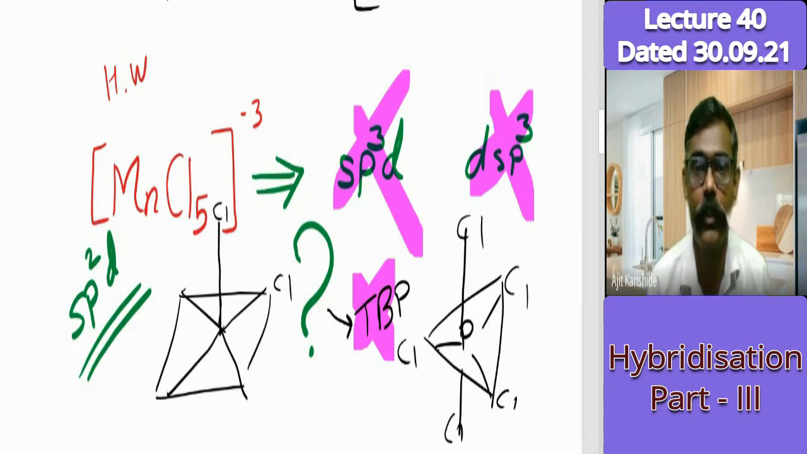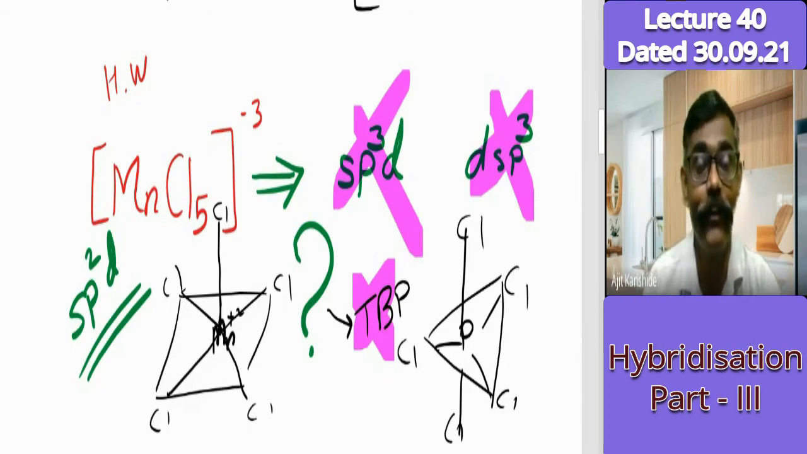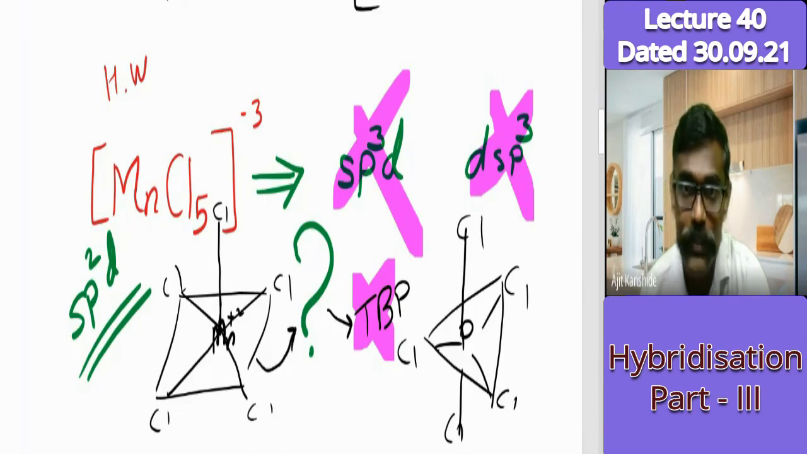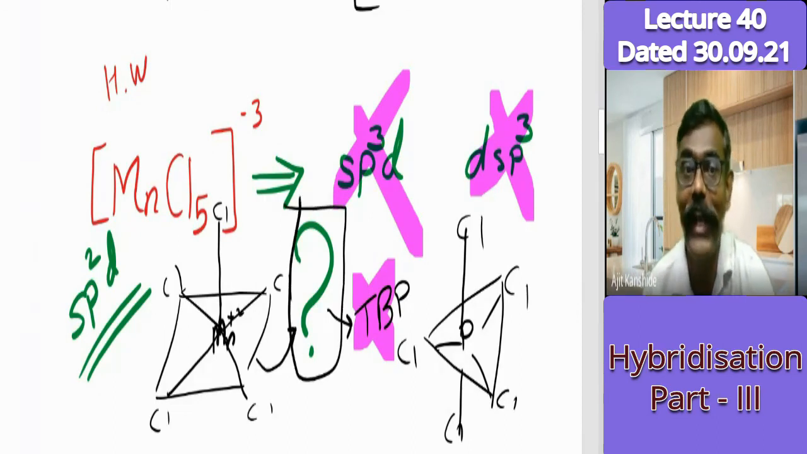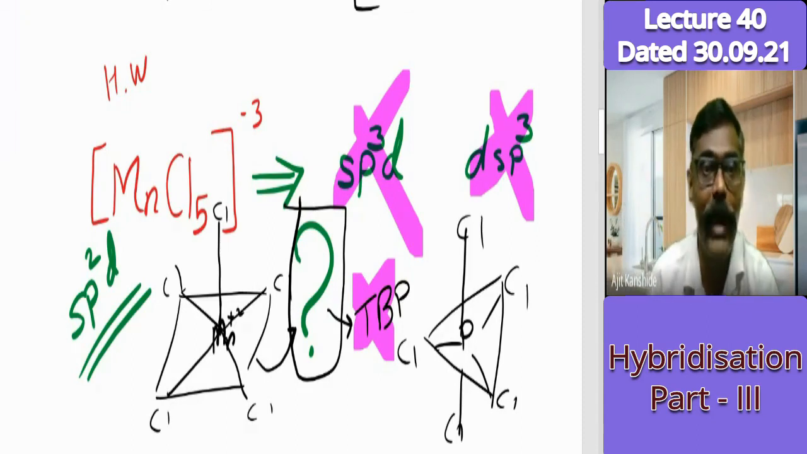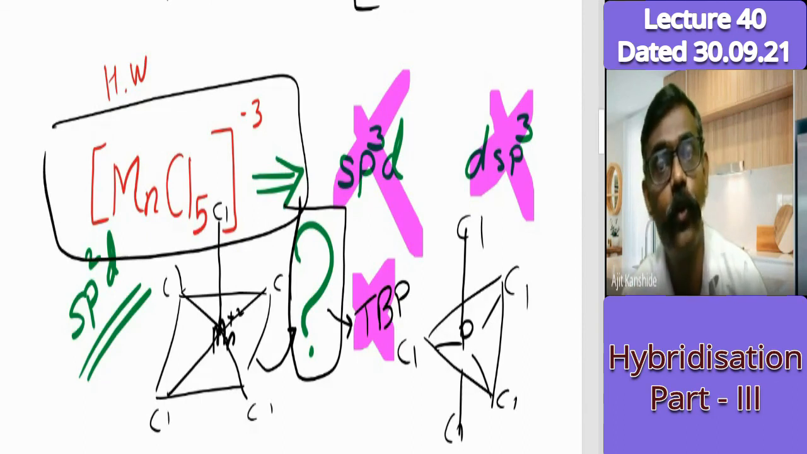You can consider the 4 chlorides at the corners of the square pyramid, and manganese 2+ at the center. So to resolve that square pyramidal structure, you have to consider a particular hybridization. What is that hybridization? That you have to find out, with an explanation, by means of this example MnCl5 3-. You have to work for that.